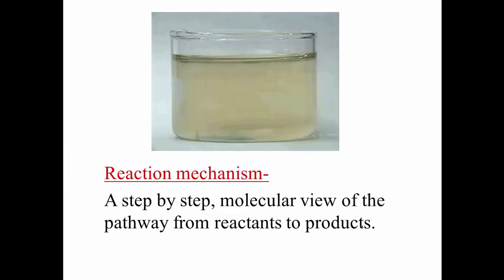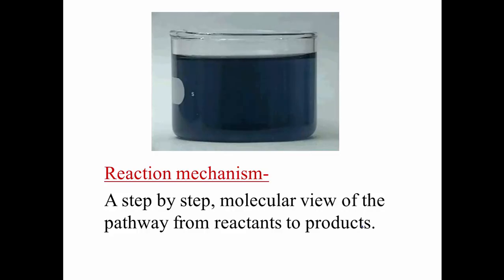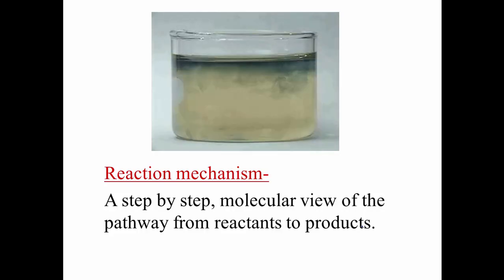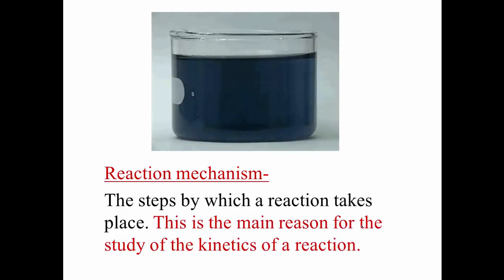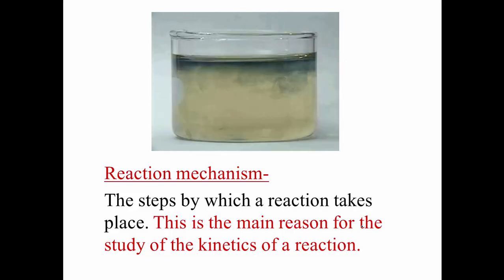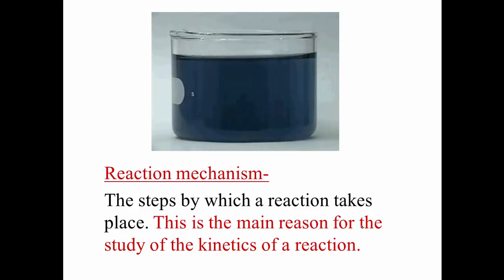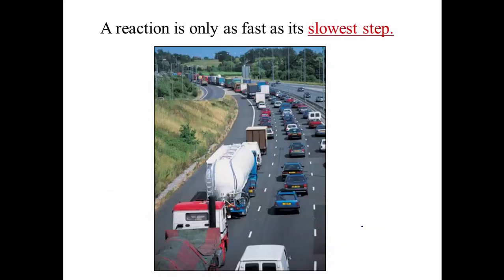So a mechanism is a step-by-step molecular view of how we get from reactants to products, that pathway that occurs by multiple steps. The steps by which a reaction takes place is what we're really interested in. This is the main reason that we study kinetics, so that we can find whatever step it is that slows that reaction down. So a reaction can only be as fast as its slowest step.